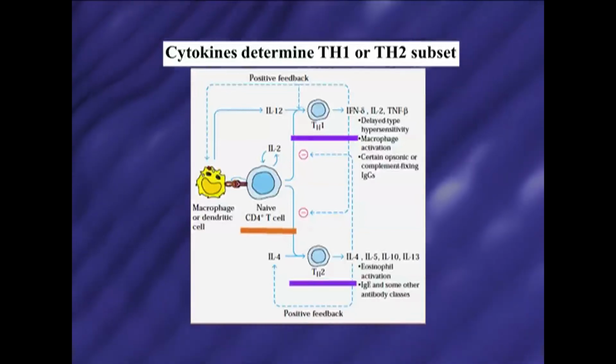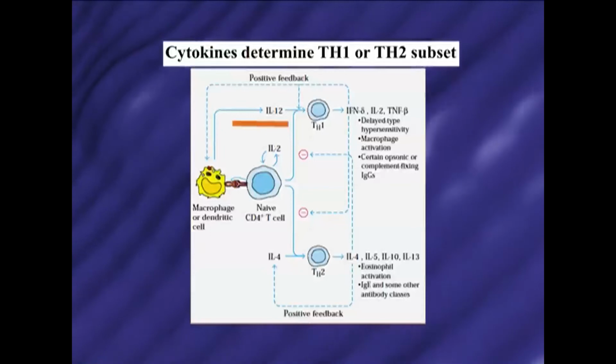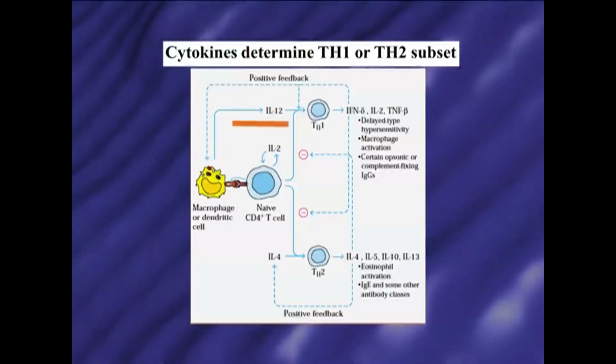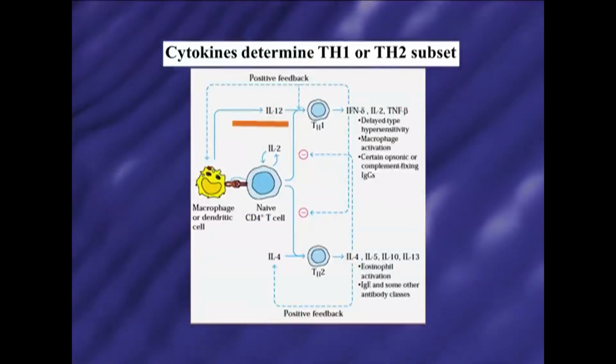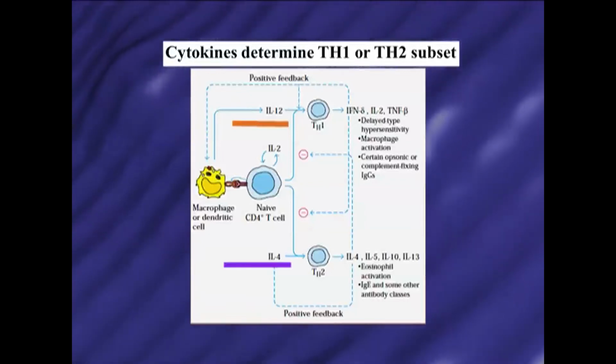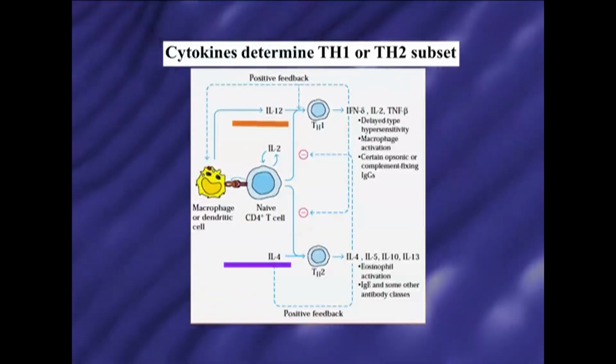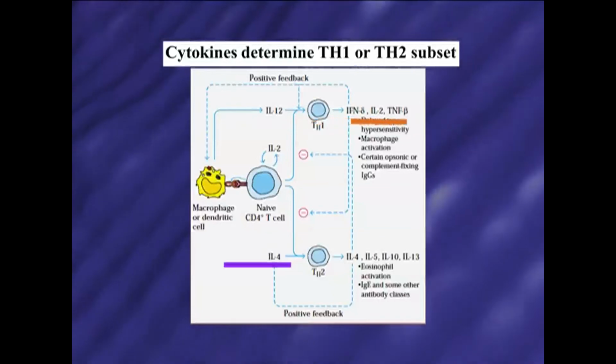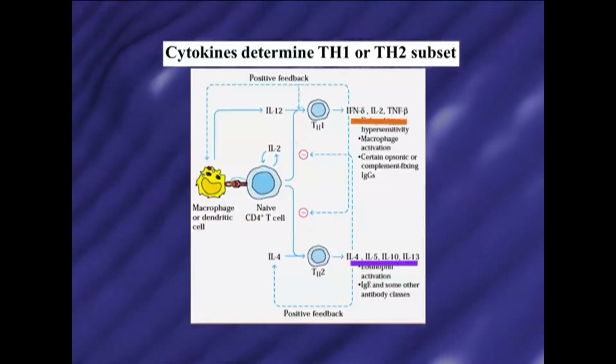There are two subtypes of T helper cell. Differentiation into the Th1 subtype needs the cytokine IL-12, interleukin 12, and differentiation into the Th2 subtype requires IL-4. Once differentiated into Th1, it secretes IL-2 and TNF beta, and Th2 secretes IL-4, 5, 10, 13.